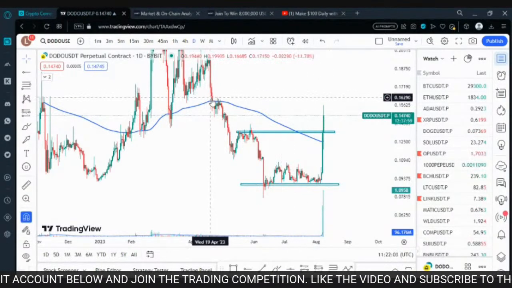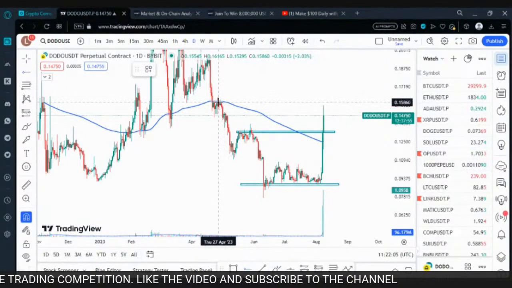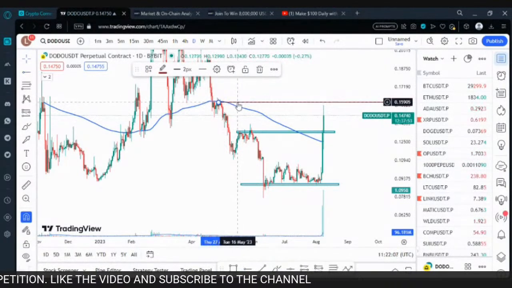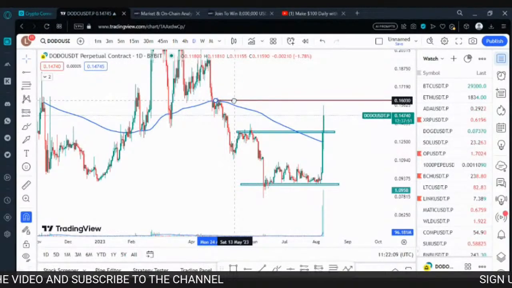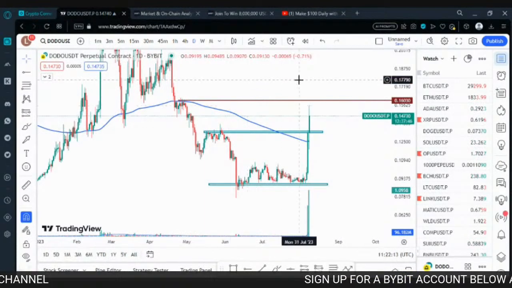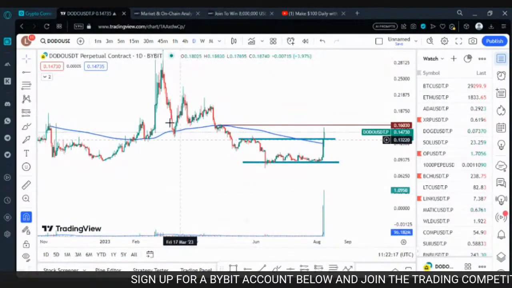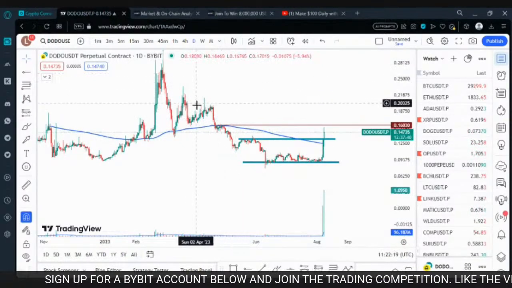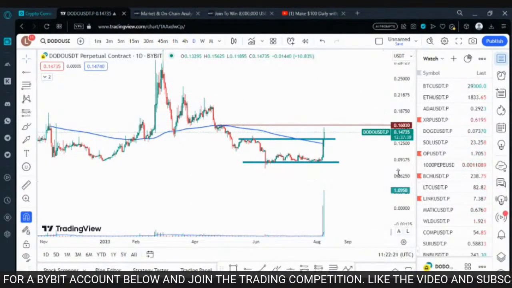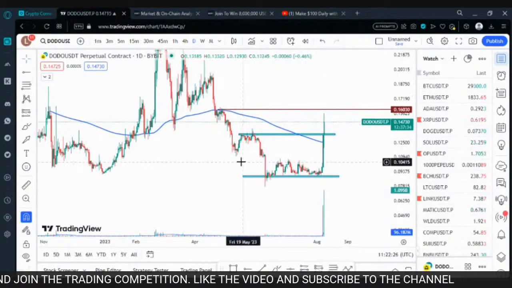All right. So, Dodo, the next level we can be paying attention to is this area right here, at around 15 to 16 cent. Anything above this 16 cent level, you should be looking for a long trade to the upside, guys.